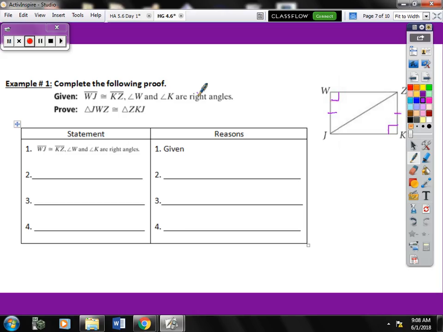And they want us to prove that triangle JWZ is congruent to ZKJ. So most of you would add in a marking, right, in the middle, shared side, so let's go ahead and do that. JZ is congruent to JZ. Reflexive.